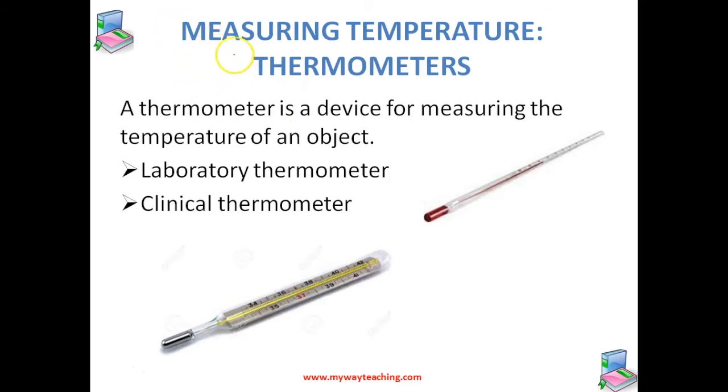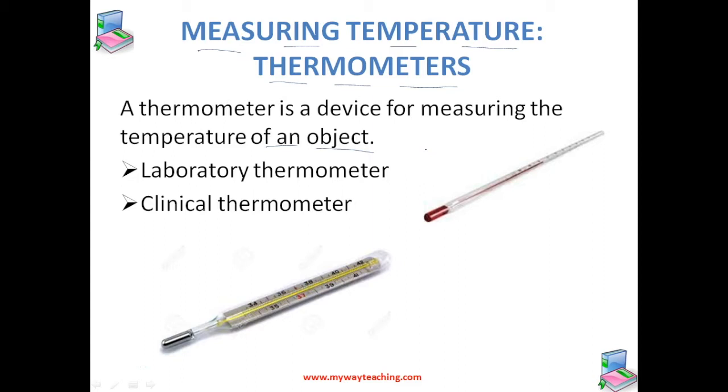Now let us study measuring temperature. How to measure temperature? We already know there is a device which is used to measure the temperature. The name of the device is thermometer. So we are going to study about these thermometers. A thermometer is a device for measuring the temperature of an object. We already know this, isn't it? This thermometer is used to measure the temperature of any object.